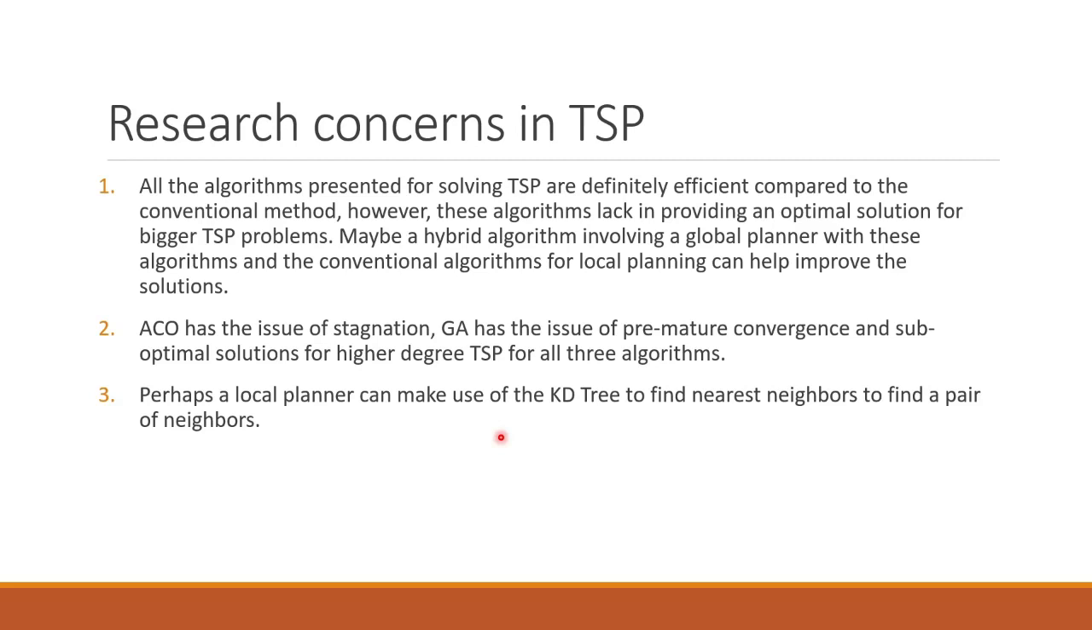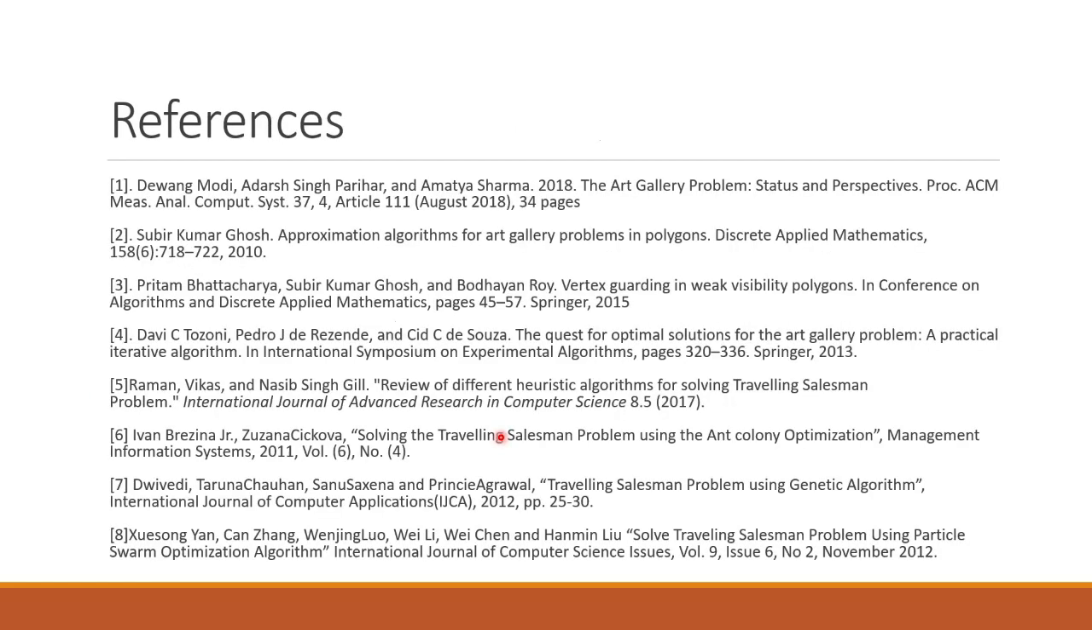Another is, as mentioned, the ACO has the issue of stagnation, and the genetic algorithm has the issue of premature convergence and suboptimal solutions. For higher dimensions, it's a problem for all three solutions. This is something I came up with, and I'm not sure if this has been done in the research before, but perhaps in the local planner we can make use of the KD tree that we learned in class to find the nearest neighbors, to find the pair of neighbors to connect. It may not always find the optimal solution, but it should still be better than using the conventional local planners.